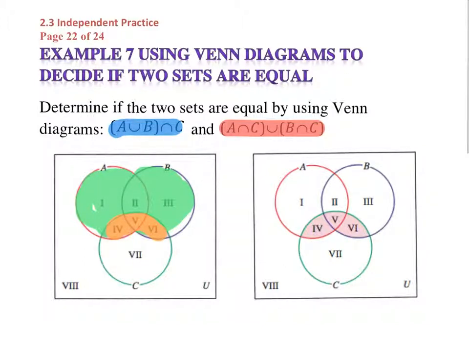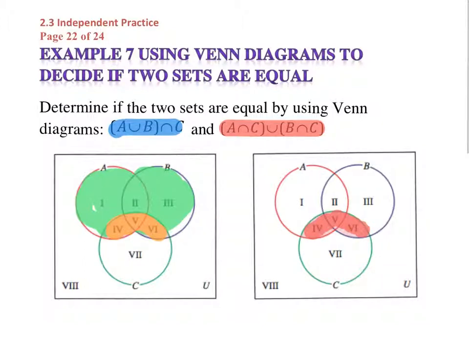The red one. So first we need to find A intersect C, so it's where the green circle intersects the red circle. Regions 4 and 5 are A intersect C. And then we have to find B intersect C. Because the final product is a union, I'm going to still use the red highlighter. So it's B intersect C, which is where the blue circle intersects with the green circle. And I would have these two regions, so it's 5 and 6.